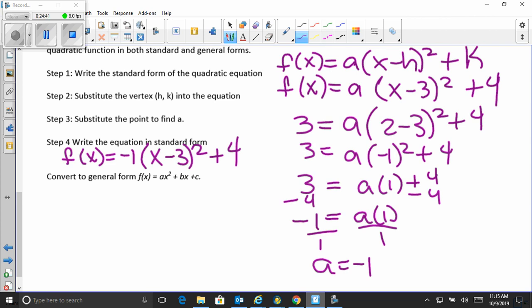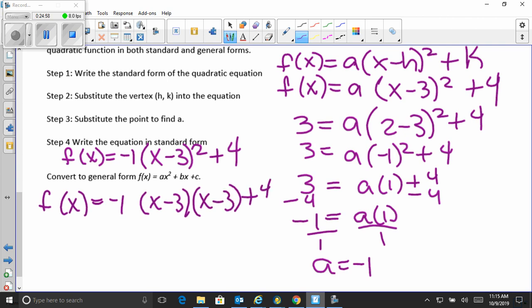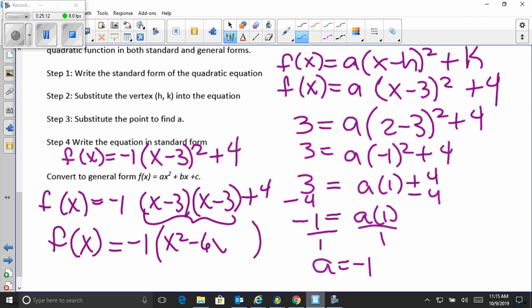Now, what if you need to put it in general form for some reason? Could be a test question. So what am I going to do? Well, I'm going to just go ahead and multiply it out. This is x minus 3 plus 4. This we multiply together, which is -1 times whatever this is going to be, x squared minus 6x plus 9 plus 4.